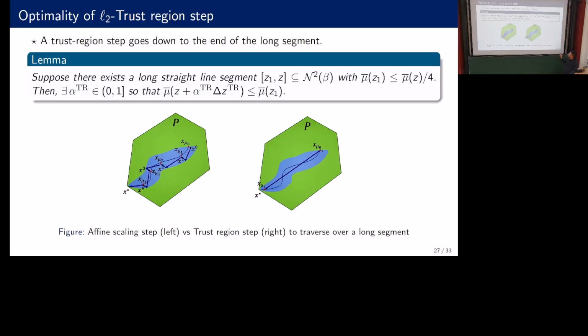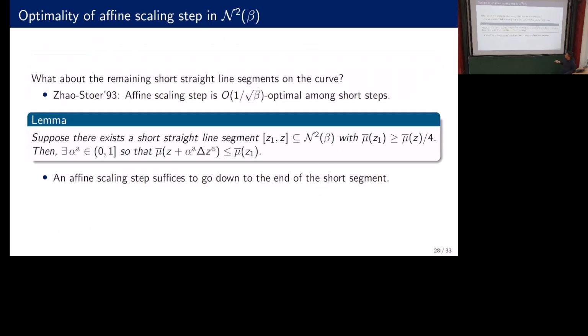And then now the key lemma says that if you have a long straight line segment staying in the L2 neighborhood, then a trust region step goes down to the end of the segment in one go. Suppose you might need many zigzagging, as in order square root n many affine scaling steps, now we just go down in one step. But what about the remaining short and strict segments of the curve?